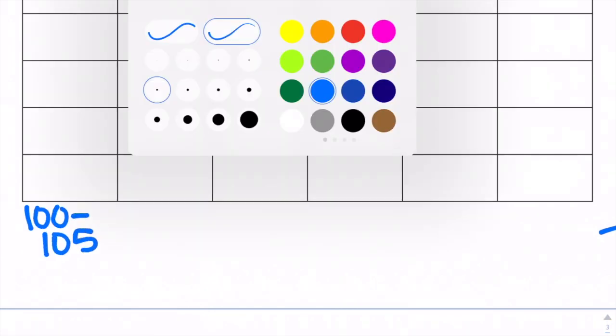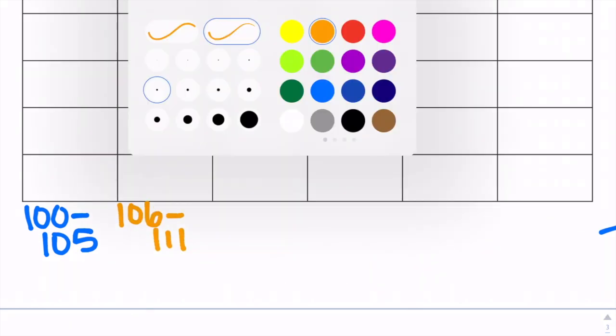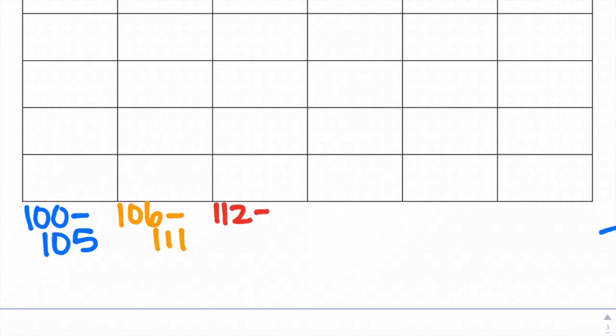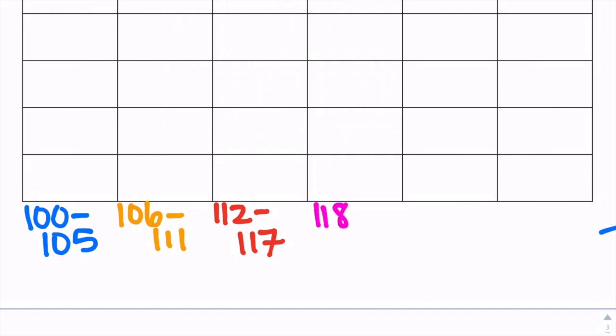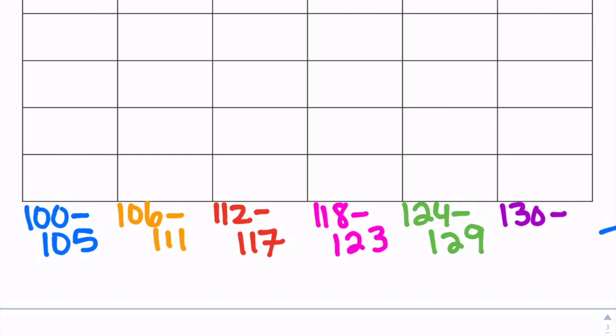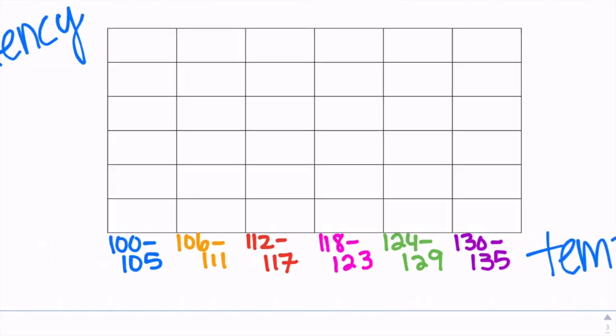So the first interval is 100 to 105. And then 106 to 111, 112 to 117, 118 to 123, 124 to 129, and then 130 to 135. And then our highest frequency is 16, so I'm going to count by 4s.